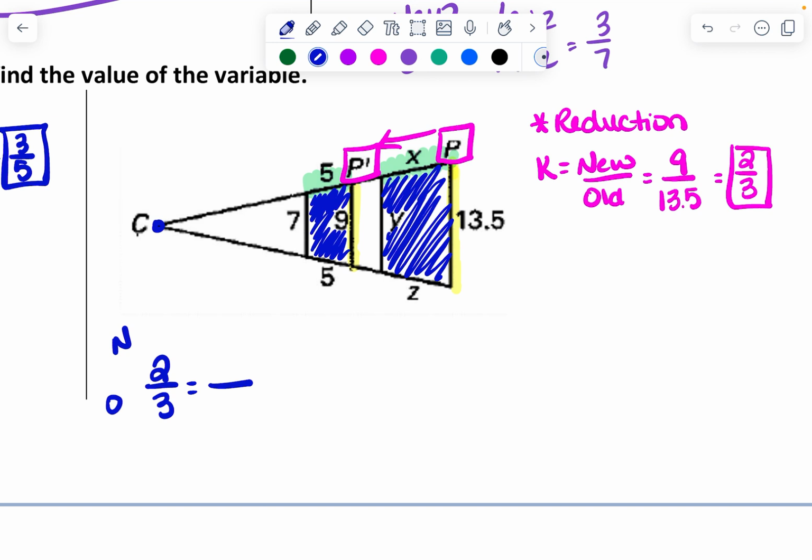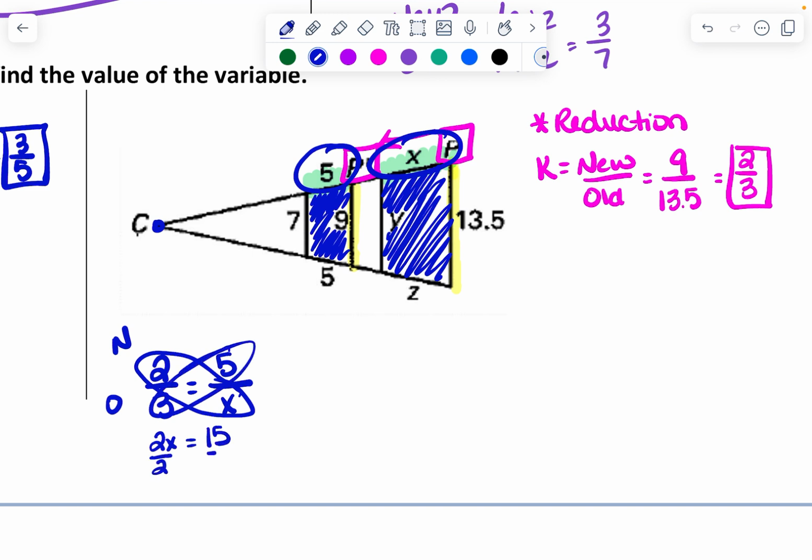So our new length here, our new corresponds with the prime. That's going to be 5 over, we don't know our old one, is going to be x. This one's a little nicer. We can cross multiply here. Again, I like to start with the one that's variable. That's just me. So I get 2x equals 3 times 5 is 15. Divide by 2. So x is 7.5.